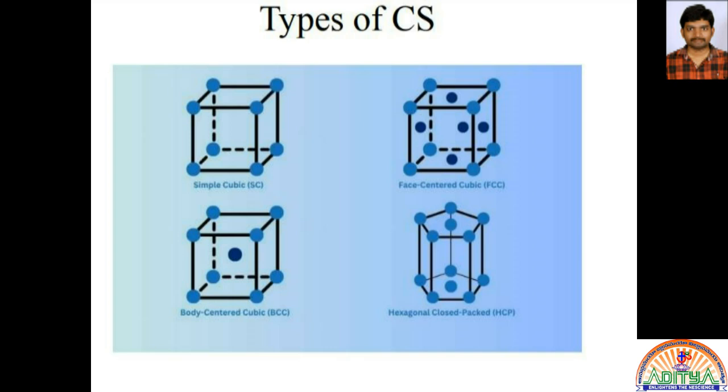Okay, so now coming to the next structure, it is a HCP structure, hexagonal close packed structure. So in a hexagonal close packed structure each atom is located at the center of a hexagon with a hexagonal arrangement of atoms. Okay, so the packing factor for a hexagonal close packed structure is approximately 74 percentage. So like FCC, HCP also has 74 percentage.